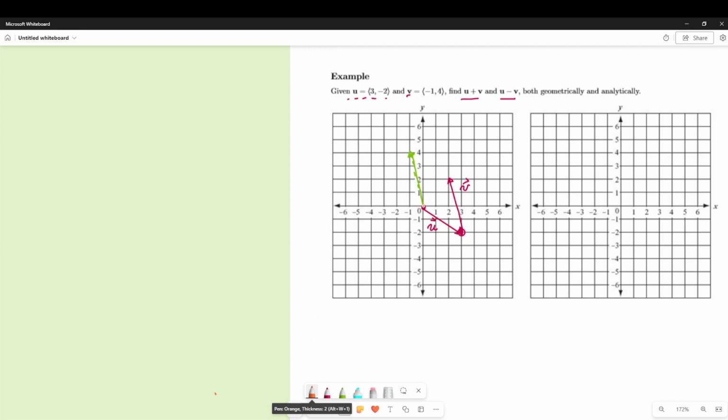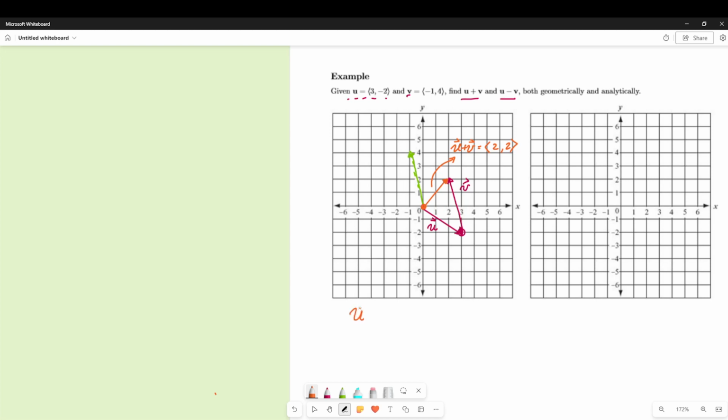So then our sum is going to go from the initial point of the first vector to the terminal point of the second vector. And this orange one, that result, that is our u plus v. And it looks like it's 2, 2. It looks like it goes over 2 and up 2. We'll see if that matches with our analysis here in a second. Well, let's just do that right now.